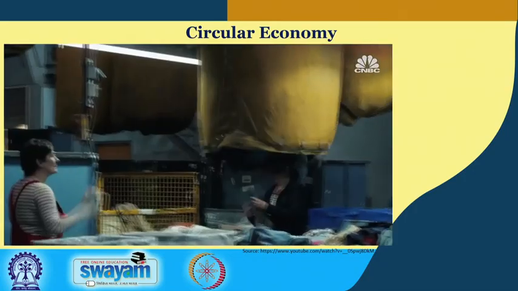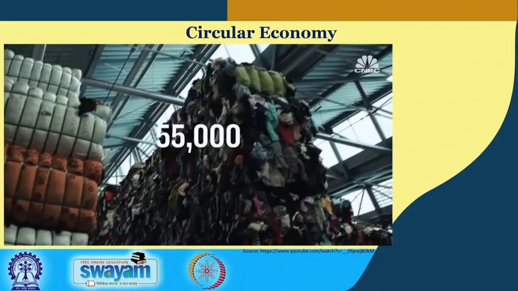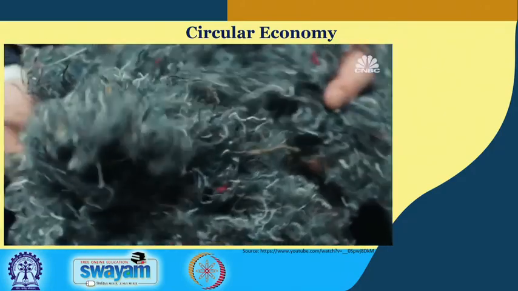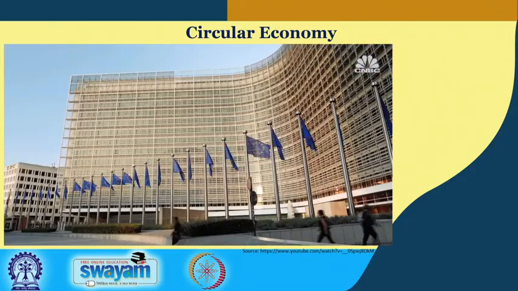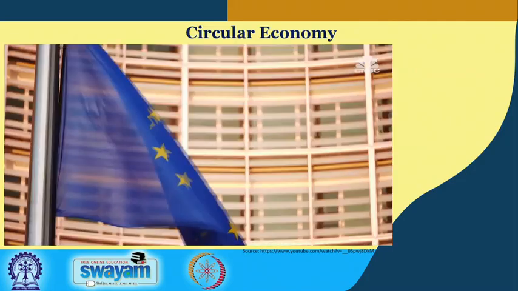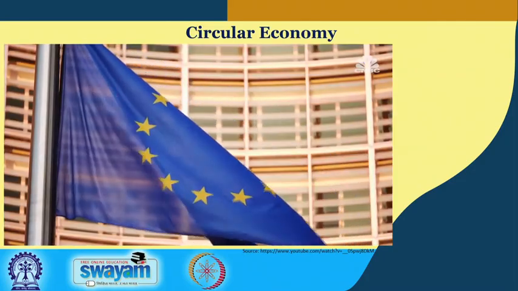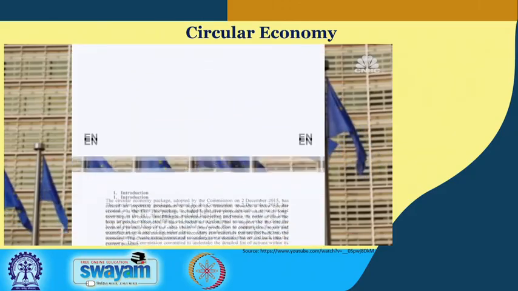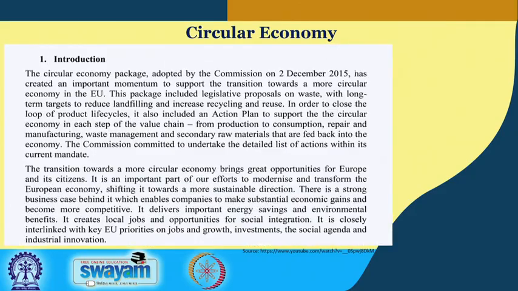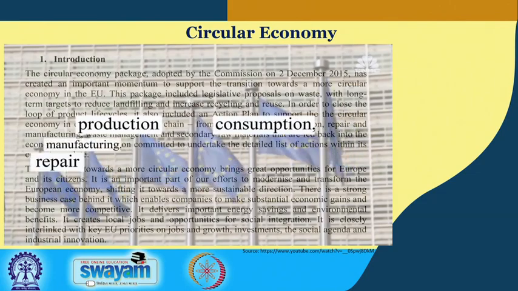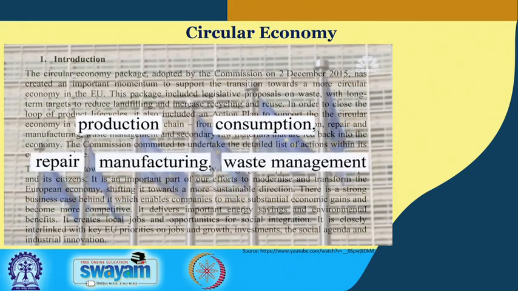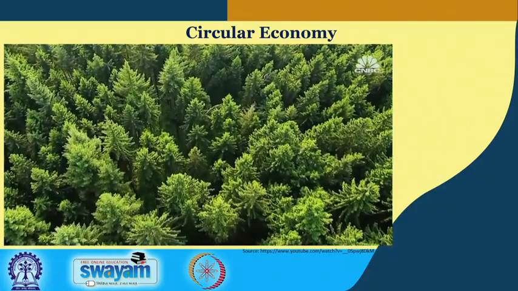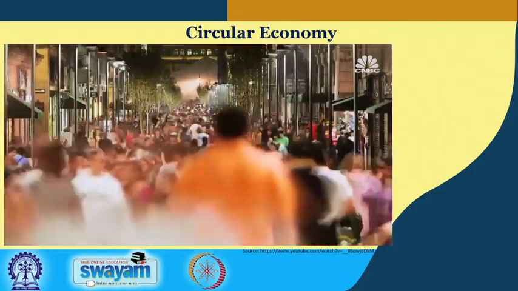Since 2013, H&M says it has gathered more than 55,000 tons of fabric to reuse for new garments. Some governments are getting on board with the circular economy too. The European Union adopted an action plan in 2015 aiming to make supply chains, you guessed it, more circular. This includes everything from production to consumption, repair and manufacturing, and waste management. The point isn't just to become more green and create environmental benefits, there could be economic benefits too.